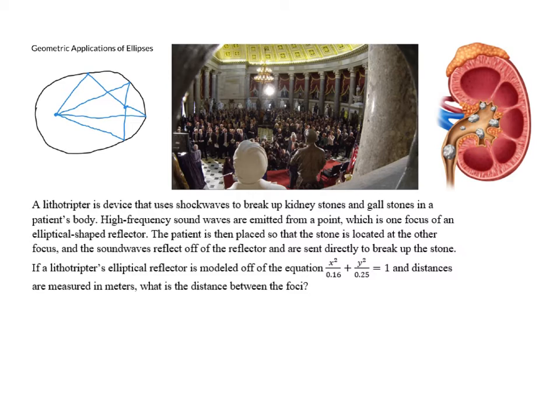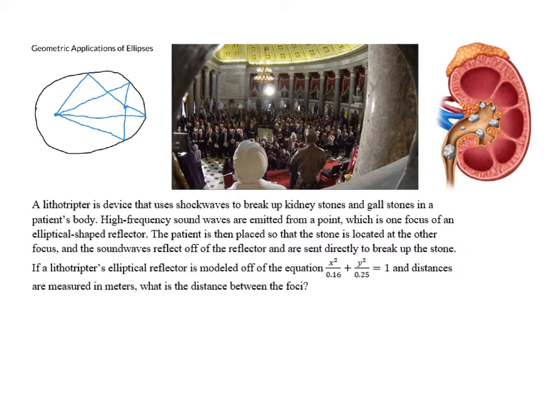So here we're going to do a rough sketch of what's going on. The reflector is not going to be an entire ellipse. When I first learned about this, I thought that maybe they placed a person inside an elliptical shaped bathtub, kind of, but that's not actually what happens.